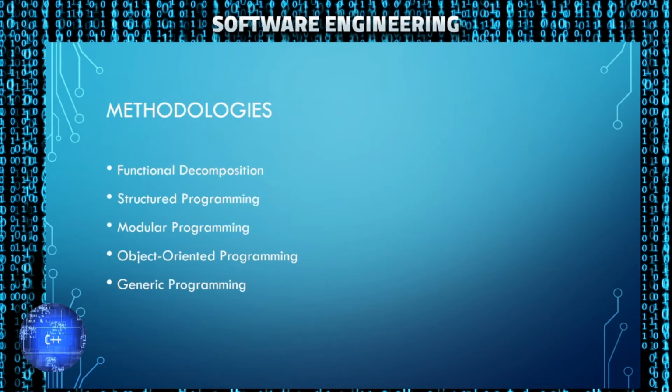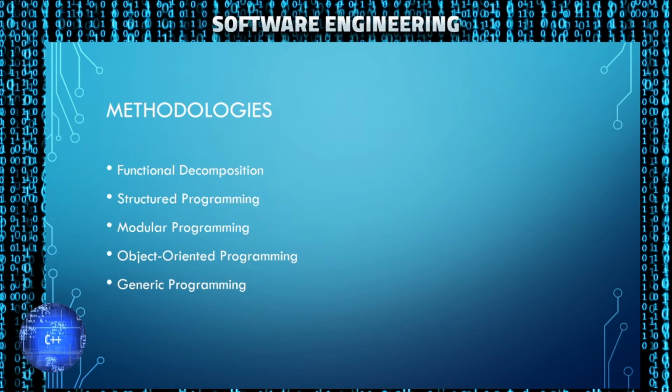Moving on to methodologies. Methodologies determine how the source code is organized. Some languages make it easier or harder to use certain methodologies. So why would you choose one? Well, there are four main reasons that you would want to consider a specific methodology: the correctness, the maintainability, the flexibility, and the reusability of the code. So we'll look at the functional decomposition.